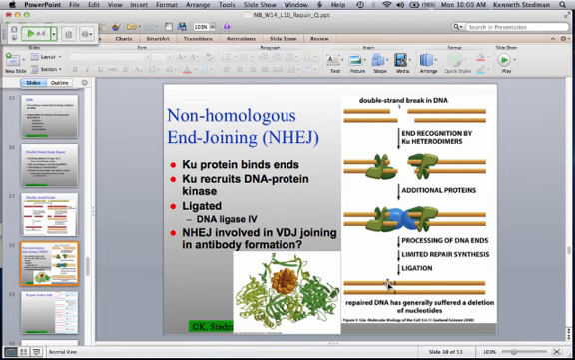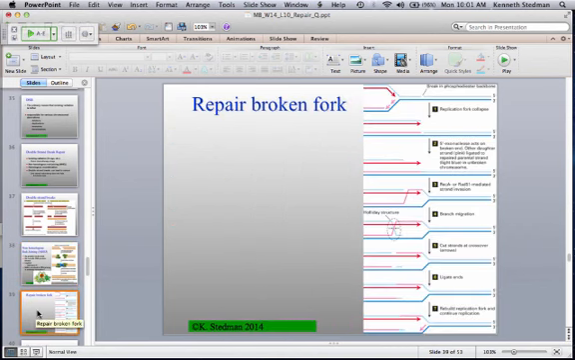So yes, it's a dangerous process if you're talking about it in most cells, but if you're thinking about it in terms of generating antibody diversity, it's actually a really good mechanism for dealing with that. So I think at that point, before we get into homologous recombination, we'll stop.